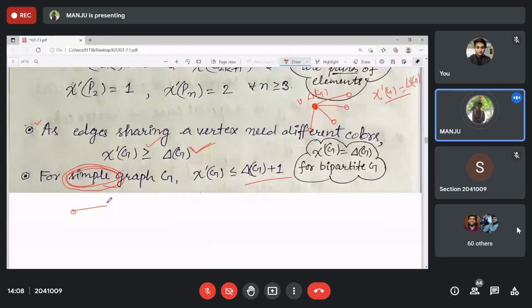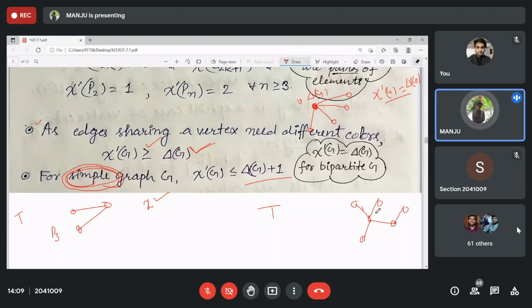K2 is bipartite, right? What is the maximum degree? 1. And the chromatic index is 1, right? P3 is bipartite, or Pn, or any tree is bipartite. For P3 you have 2, maximum degree 2, right? Any tree is bipartite. So what do you have? Maximum degree. In any tree, that will depend on how many edges are coming out of the maximum degree vertex. So that many colors you need, right?